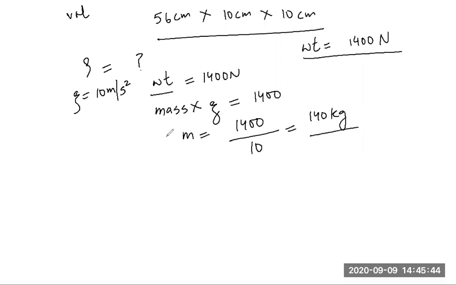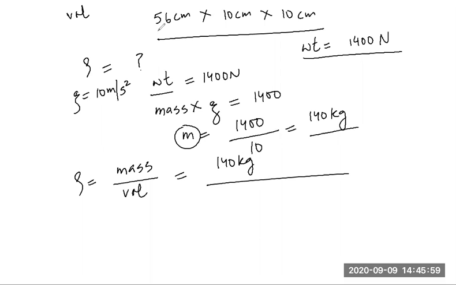Very good. When you know the mass, how can you find the density? Density is equal to mass by volume. So what is the mass? Mass is 140 kg. Write down. What is the volume? This volume is in centimeter cube. We have to convert this, 56 into 100 into, actually centimeter cube.